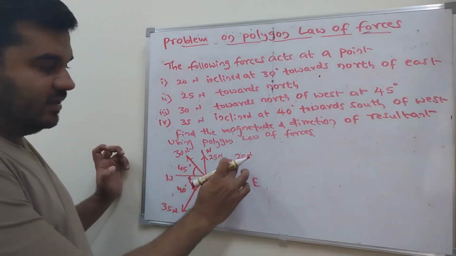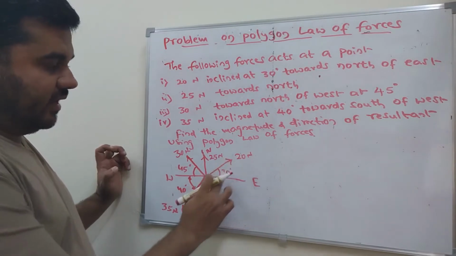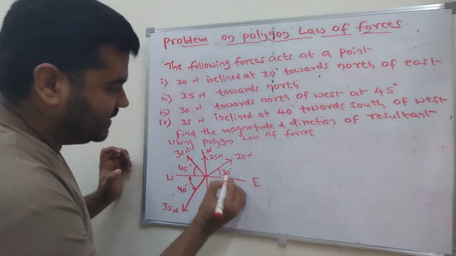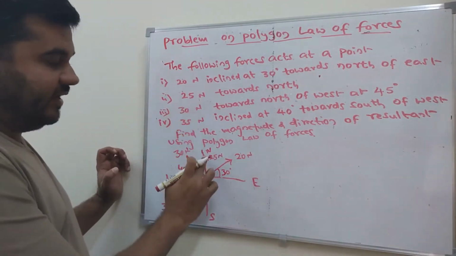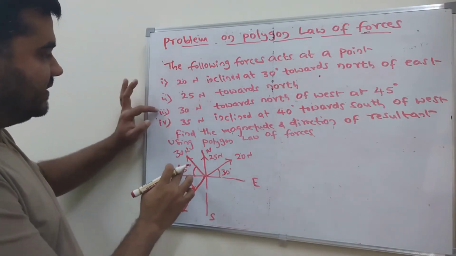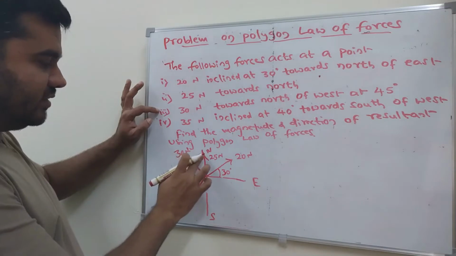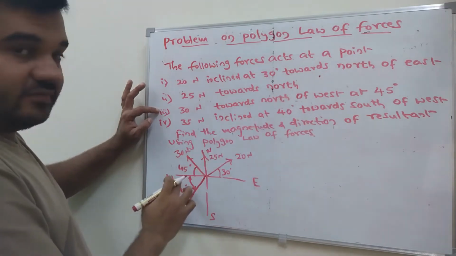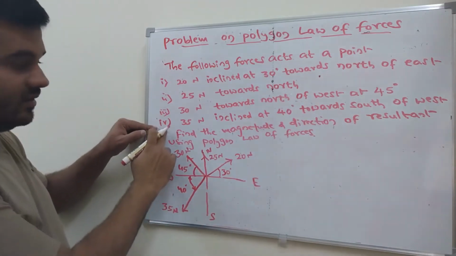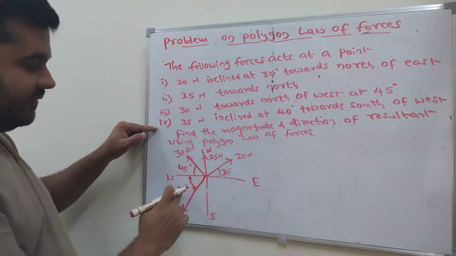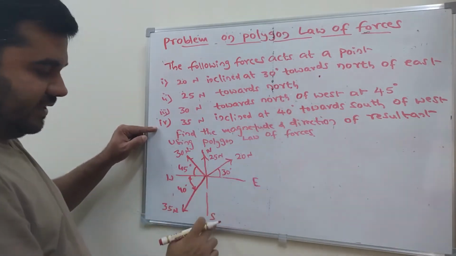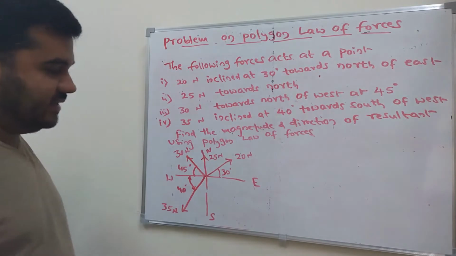First one is 20 Newton at 30 degrees with respect to east. Next, the 25 Newton on the north. The third force is 30 Newton. It is towards north, but starts from west here. Next, fourth force, 35 Newton inclined at 40 degrees towards south. It is towards south, but starts from west here.